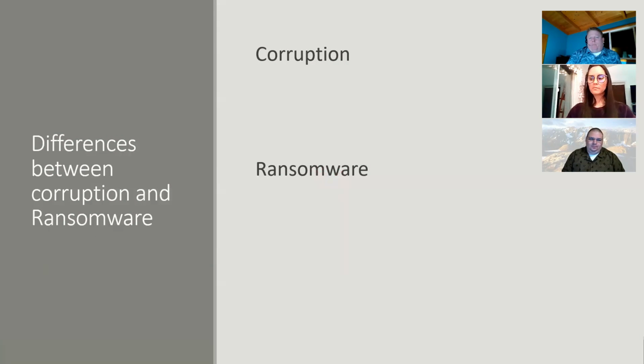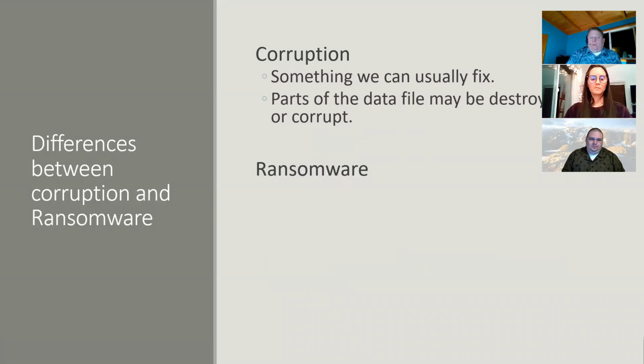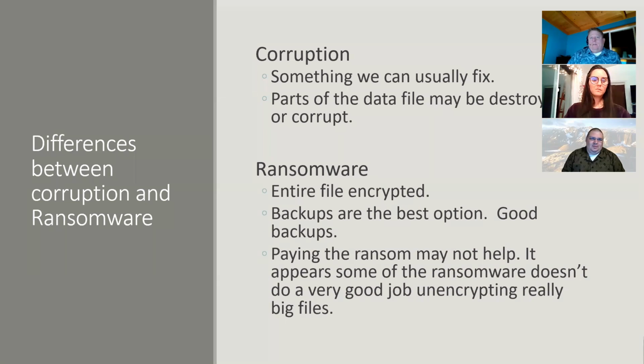With corruption, it's usually something that we can fix, or at least recover part of it, if not all of the data. And the goal is usually restoring all the data. With corruption, parts of the data file may be destroyed, but they're not completely gone. There's something there that's incorrect that needs to be fixed. Yeah, and I'll add on to that before we cover ransomware: even if it's not completely recoverable, you could usually get it fixed enough and be able to tell the client what is missing or what might be missing, but the rest of it's still working.